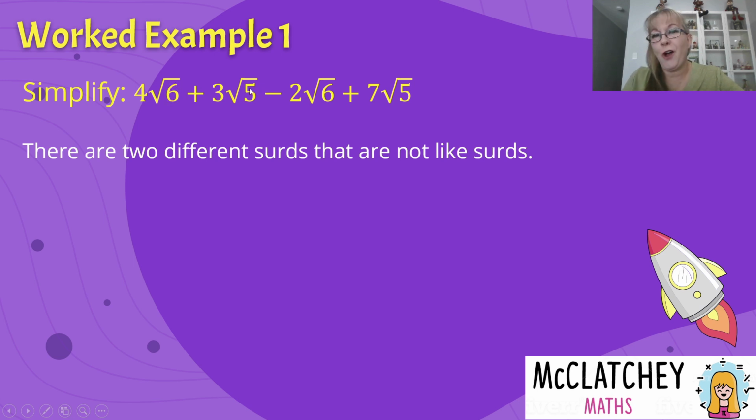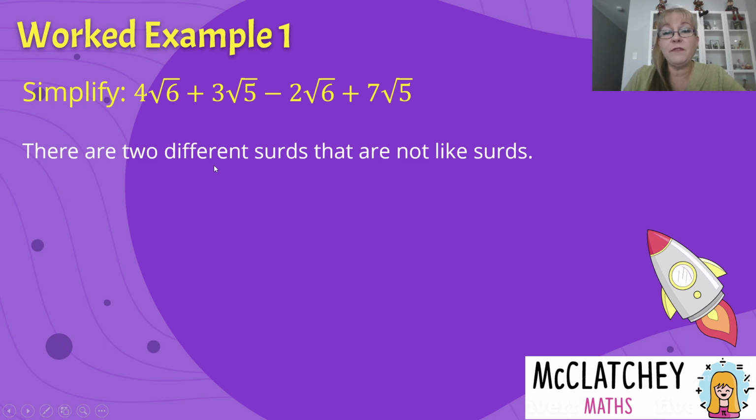Now, a little strategy I use when I'm working with terms that are not like terms and adding them together, if they were x's and y's, for example, is I always circle this first term and then I look for the matching like term, which is this one over here. And then I would circle that one as well, remembering that this sign in front goes with the term after. This is not take away 2 root 6, it's negative 2 root 6. So if I circle that one, that enables me to keep them together.